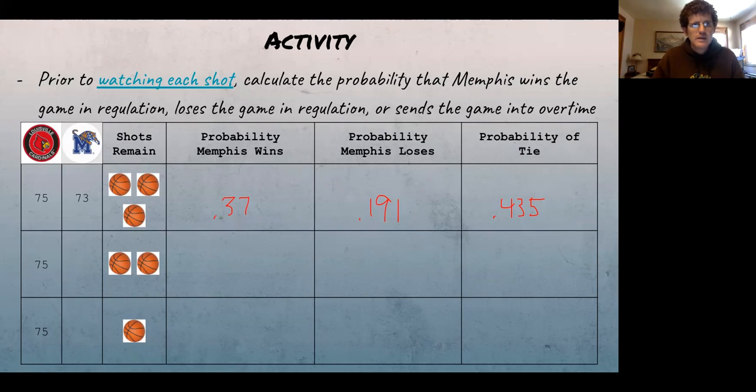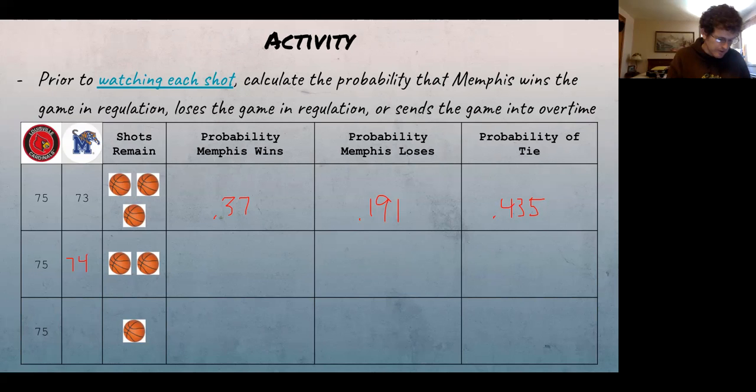Now I will tell you, he made the first shot. This is a real situation. With all the specifics, you imagine it would be real. He made the first one, so it was 74 to 75. There were 2 shots remaining. So now, before he takes the next shot, we can figure out the probabilities at this point. In order to win, he needs to make 2 shots.